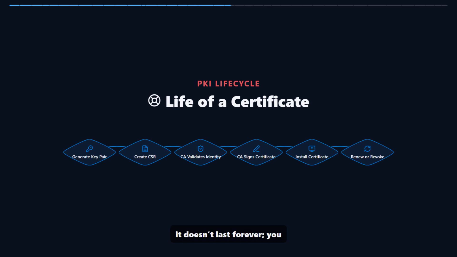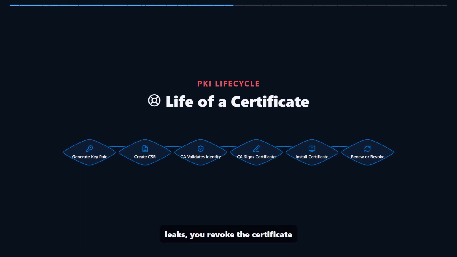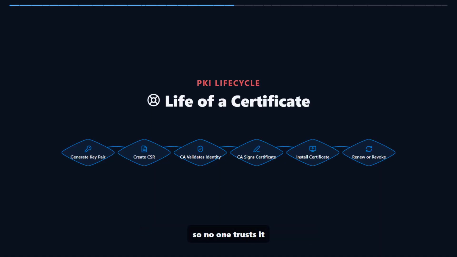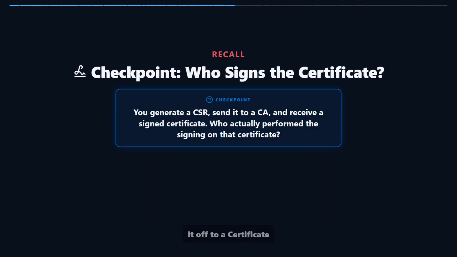You install that signed certificate on your server, and TLS is ready. But it doesn't last forever. You must renew before the expiration date, or everything breaks. And if the private key ever leaks, you revoke the certificate immediately, publishing its serial number so no one trusts it again. You generate a CSR, send it off to a certificate authority, and get back a shiny new certificate.